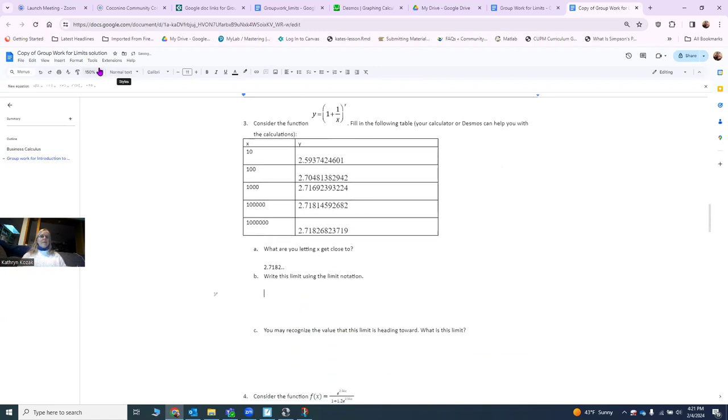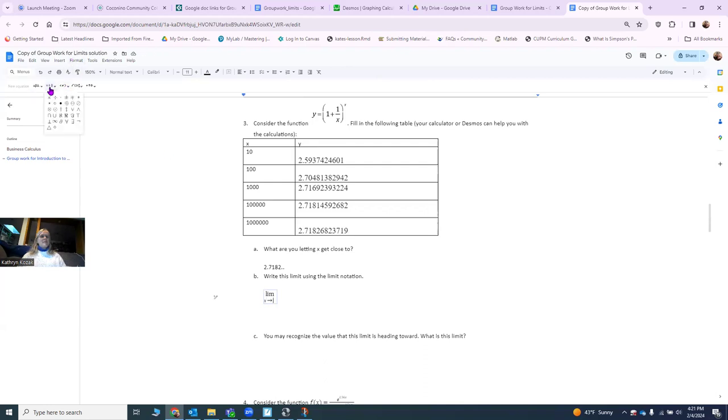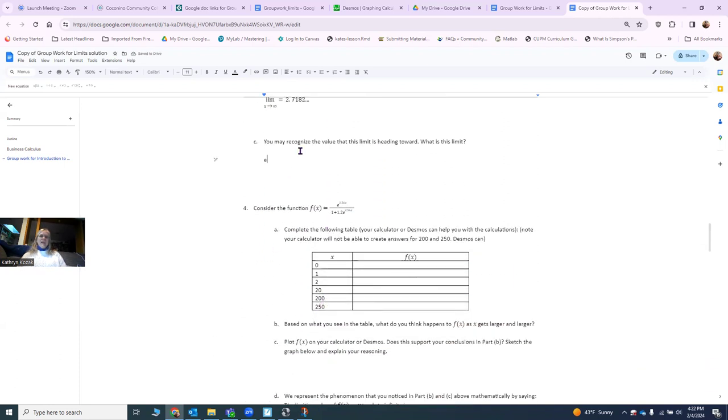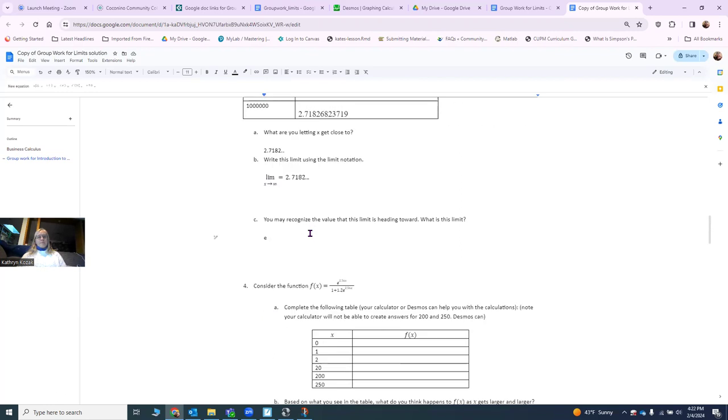If I were to write this in limit notation, I'm going to insert an equation here, and I can insert a limit as x goes to infinity, which is what we're doing. We're letting x get bigger and bigger, really, really big, meaning we're letting it go to infinity. And that looks like it's equal to 2.7182 dot, dot, dot, because it keeps going on forever, at least as far as we know. You may recognize this limit. This is actually the number e. You've seen e in other classes before. That's actually where that number e comes from, by the way.